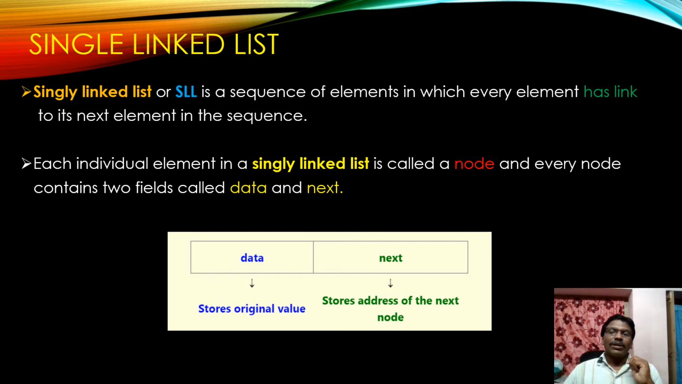Now, what is a single linked list? The single linked list, or SLL. SLL is also called a single linked list. It is a sequence of elements in which every element has a link to its next element in the sequence. Each individual element in a single linked list is called a node, and every node contains two fields called data and next.